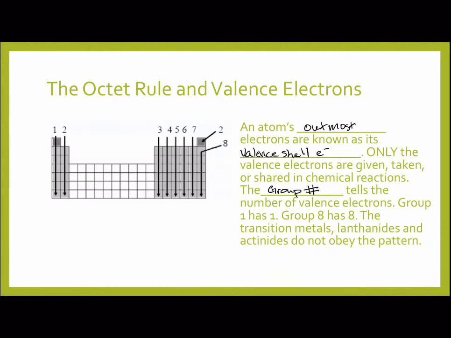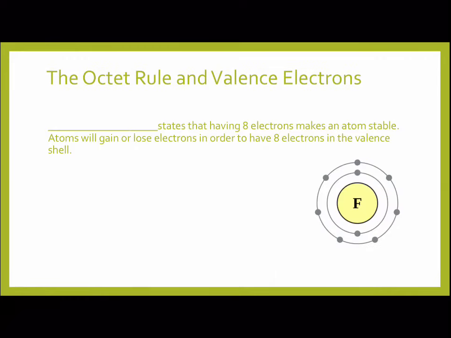So group 1 has 1 valence electron. Group 7 is going to have 7 valence electrons. And group 8 has 8 valence electrons. These are the noble gases. They have a full outer shell, and this is why they are inert, and so they do not react. The octet rule states that having 8 electrons in the outer shell makes an atom stable. And atoms will either gain or lose electrons so that they have 8 in that valence shell.